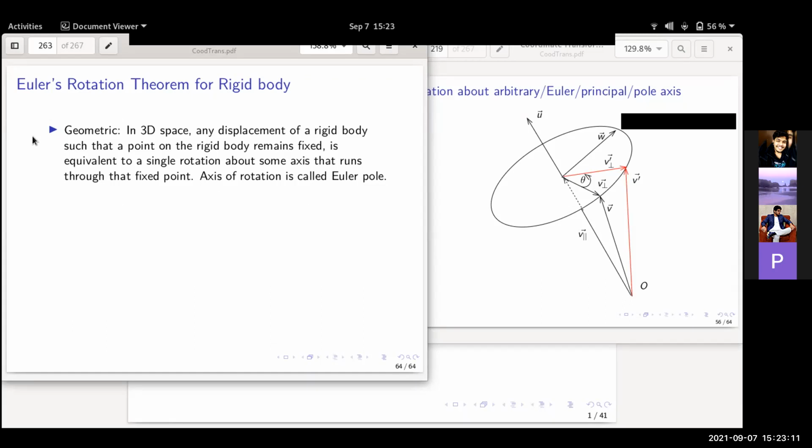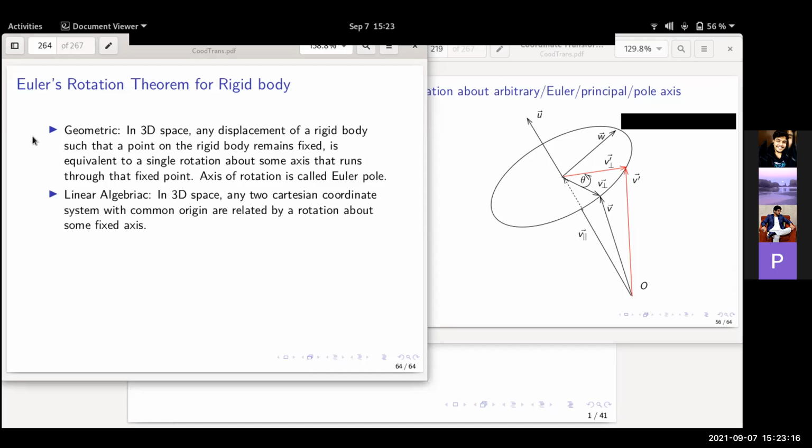So this is one of the results of Euler. Basically, what is being said is this thing linear algebraically. If you have a rigid body, if you fix a coordinate system to that, and you move the coordinate system such that the origin of the rigid body, or origin of the coordinate system, does not move, then if you look at the new coordinate system and the old coordinate system, they are related by this rotation operation.